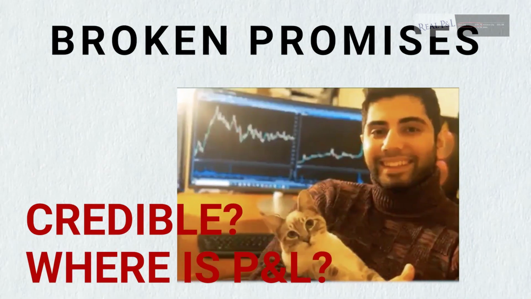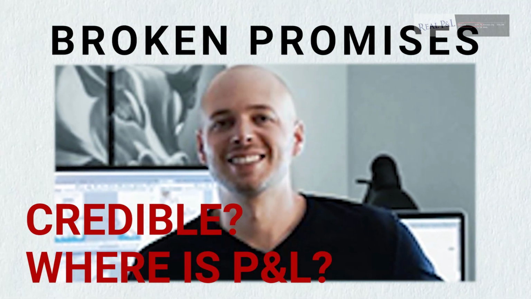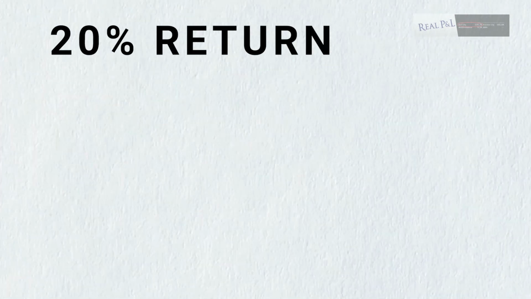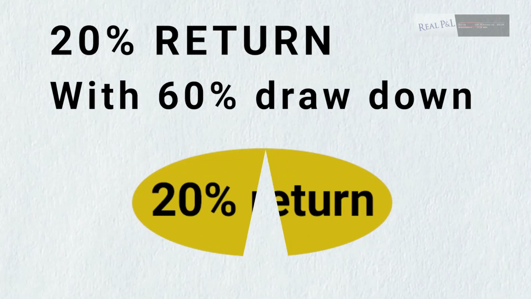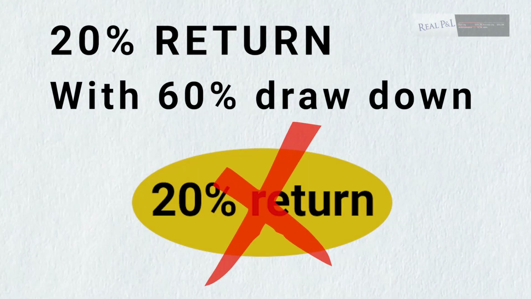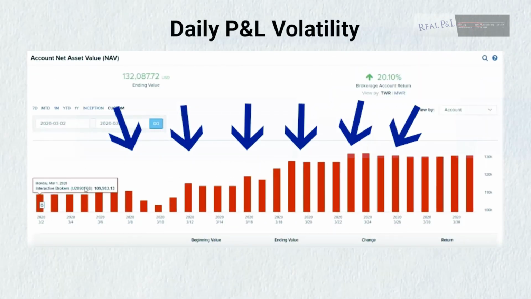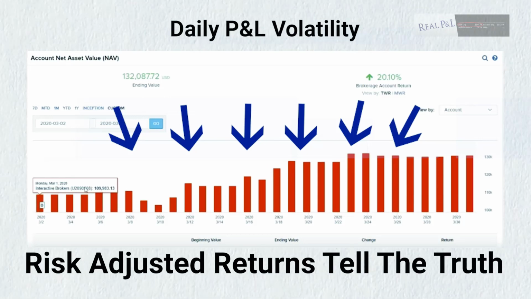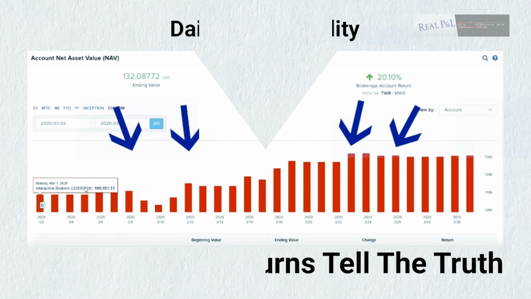Not only share P&L, but also share the account P&L volatility, which means how much did the account value move up or down? Because if your account made a 20% return, but it was down 60% at one point, then the 20% return is not a good return on risk. Sharing the P&L volatility is important because risk-adjusted returns are the real truth. And this is why I share my P&L and I show my daily moves on my P&L.